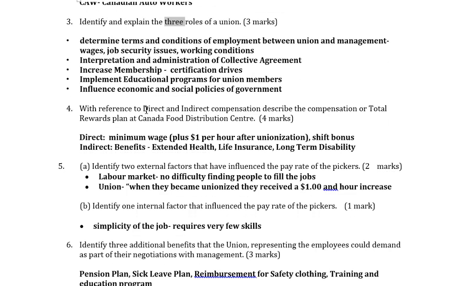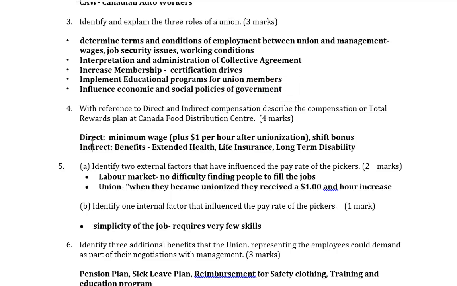With reference to what we call direct and indirect compensation, we wanted you to describe the total compensation or total reward plan at Canada Food. So when we're talking direct compensation, we really mean wages, what goes in your pocket, and indirect is all that stuff that doesn't go in your pocket.